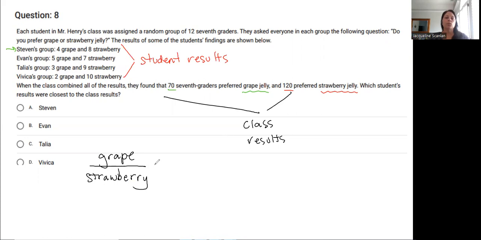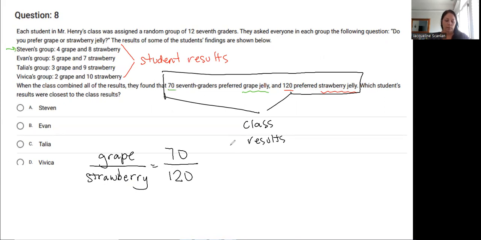Okay, I'm going to compare grape to strawberry. So in the class results, I have 70 kids who preferred grape and 120 kids who preferred strawberry. All right, now what I'm trying to figure out is which one of these 4 students, Stephen, Evan, Talia, or Vivica's fraction is the same or as close as possible. Okay, they're not going to be exact, but it says which students' results were closest to. So unfortunately, unless I get an exact match, I'm going to have to test all 4 students.